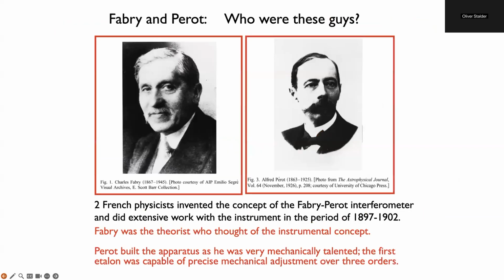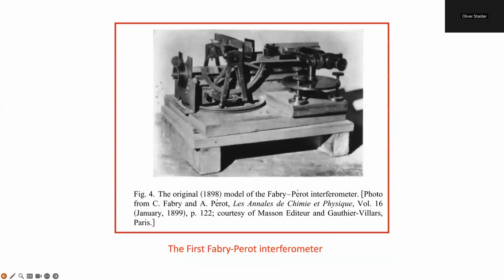So Fabry and Pérot, who are these guys associated with the Fabry-Pérot instrument? These were two French physicists that invented the concept of the interferometer and did extensive work with the instrument in the period of the late 19th century. Fabry was the theorist that thought of the instrumental concept, which featured multiple beam interferometry. And Pérot was the experimentalist of the team, and he was very mechanically talented. This is the Fabry-Pérot that he built. It's hard to see the details, but it's quite a capable etalon that he built here.